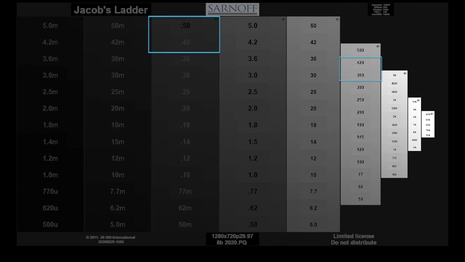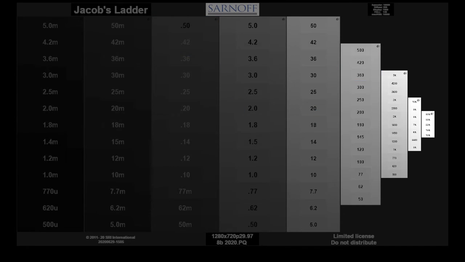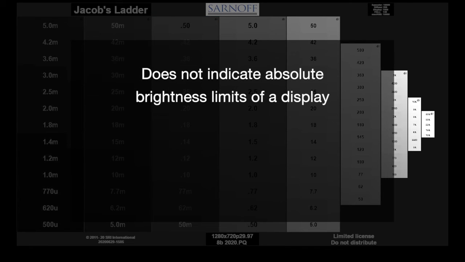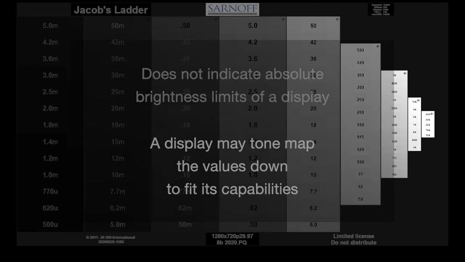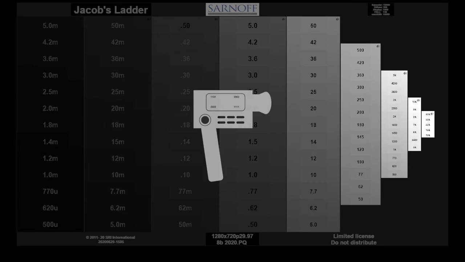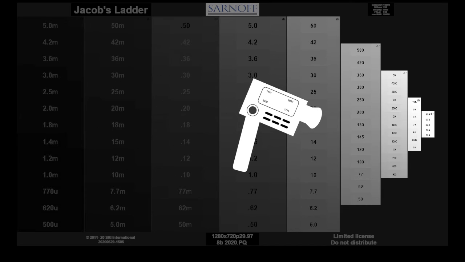Observe how many steps are visibly distinct and not merged into their brighter neighbors. This is a rough indication of dynamic range of a display or a system, although it does not indicate the absolute brightness limit of a display, since a display may tone map the values down to fit its capabilities. Use a spot meter to measure the actual brightness of individual steps to see how closely they match the intended brightness values.